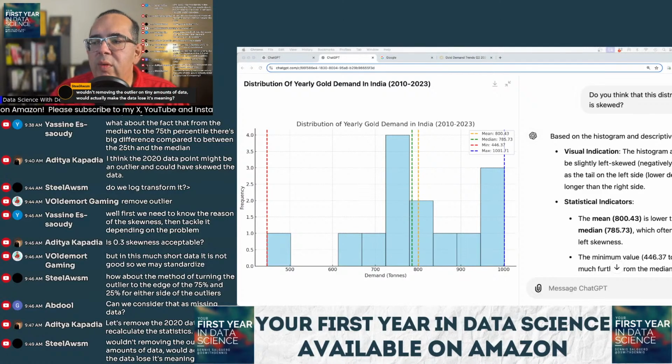Steele says, wouldn't removing the outlier on tiny amounts of data actually make the data lose its meaning? Yeah, absolutely. I agree with that. I think there's a significant risk in doing that. Sure. It's not a lot of data points, right? And it may not be enough data points where you would have to say, okay, you know what? This is a nice data set to look at. Maybe we can use it to feed other stuff, but there's not a lot to look at here.